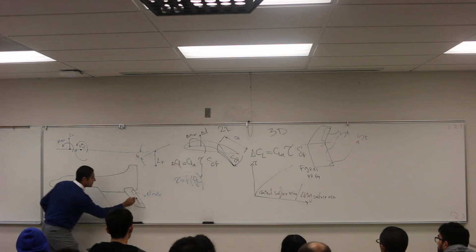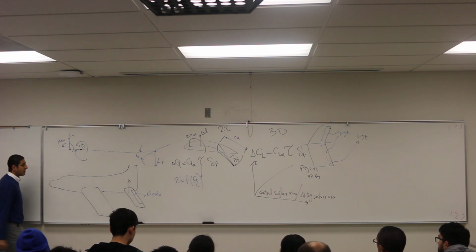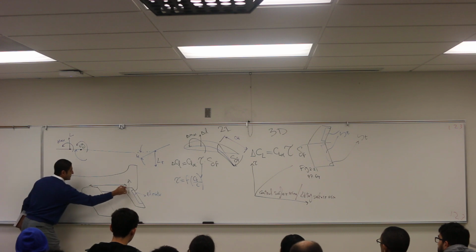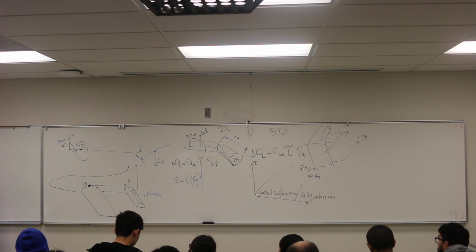So here is the elevator. When you deflect it down, you get lift upward. And here is the CG. You get negative moment, okay? Pitching down.